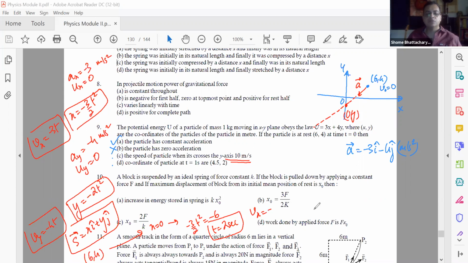Okay. And the coordinate of the particle at t equal to 1 second. Again, for that, you will have to use this. Okay. So I don't have enough space here. I'm going back to my whiteboard to explain this part.